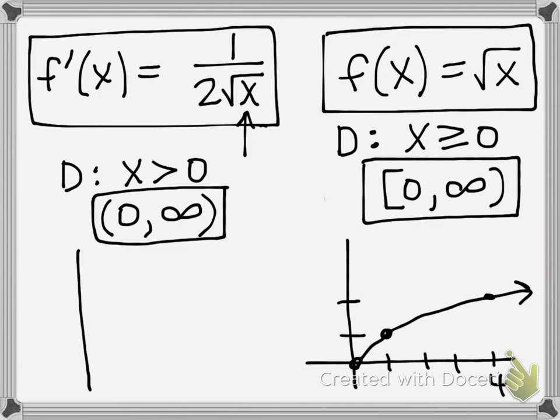And if you use your graphing calculator, notice I'm only focusing on the first quadrant for both of these because of the domain restrictions. So go ahead and pause the video and type this function into your graphing calculator, and then come back and take a look at the shape of the derivative function. So the derivative function looks like it has a vertical asymptote. So it kind of looks something like this.